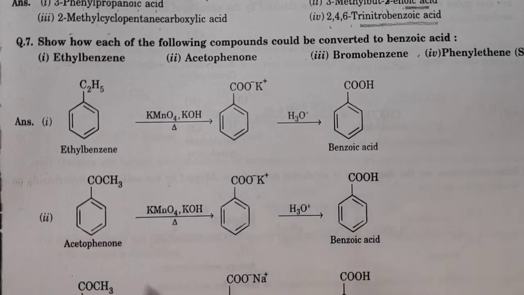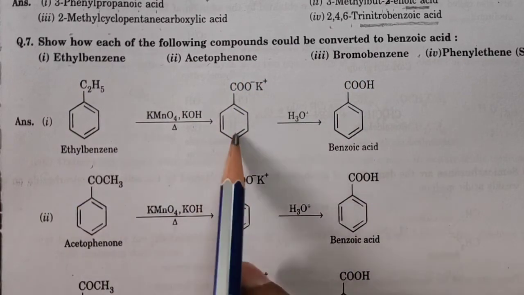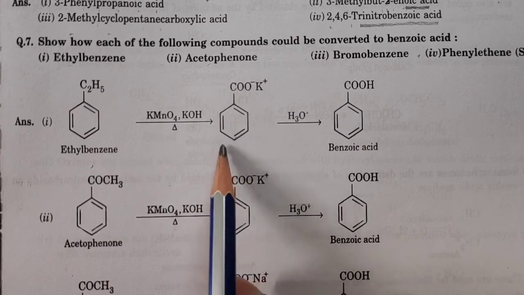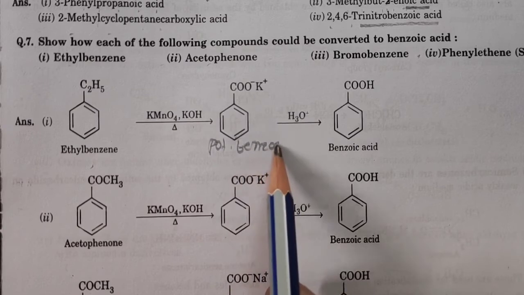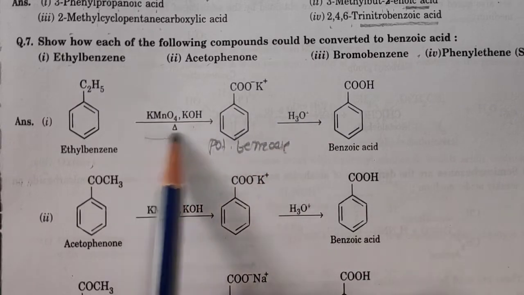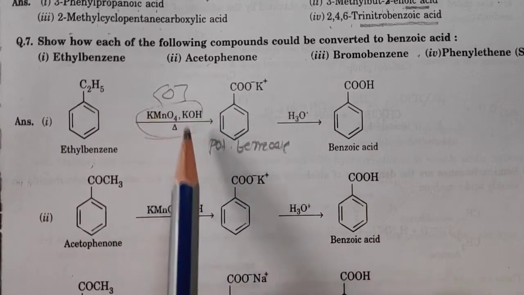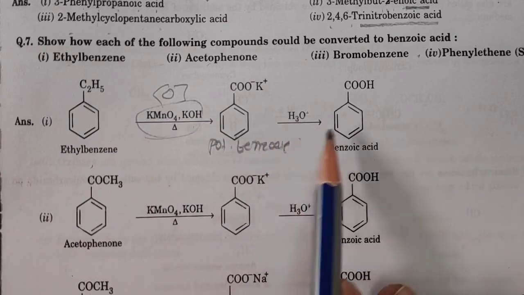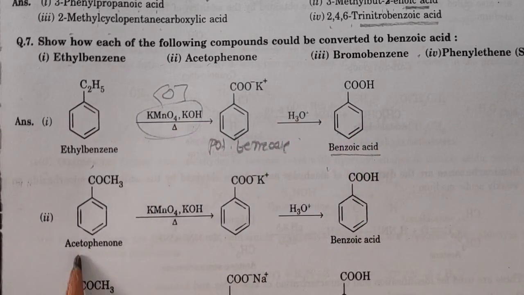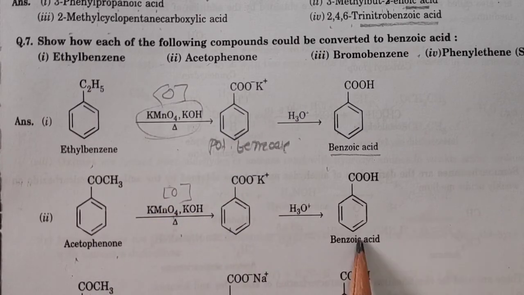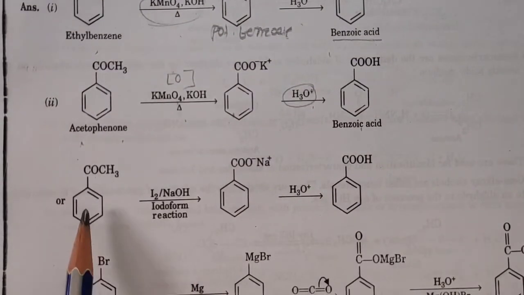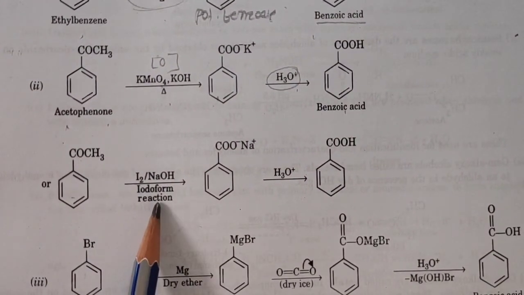Then in-text question number 7, you can see here, show how each of the following compounds could be converted to benzoic acid. So this is ethylbenzene. You can see potassium benzoate. Same thing, KMnO4, this oxidation is carried out with alkaline KMnO4. Then H3O plus, you will get benzoic acid. Same way acetophenone, the same oxidation is carried out, potassium benzoate, you will get benzoic acid after acidification. Or you can also do the iodoform reaction.